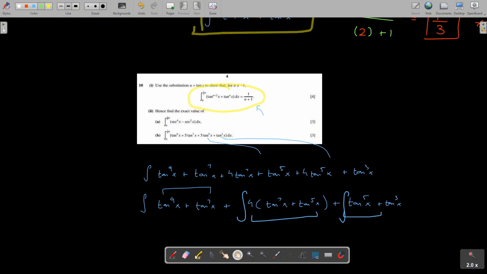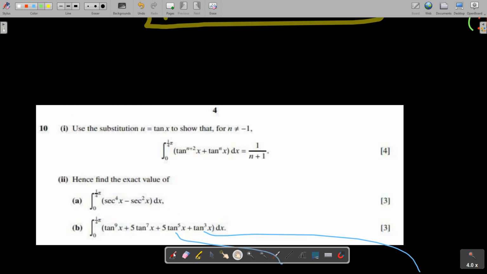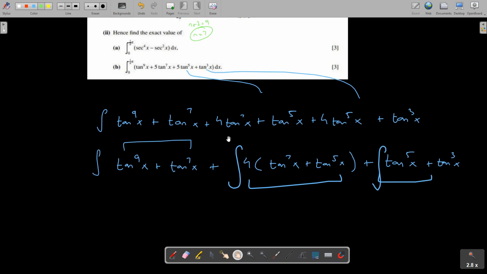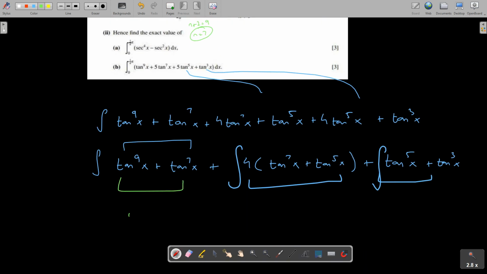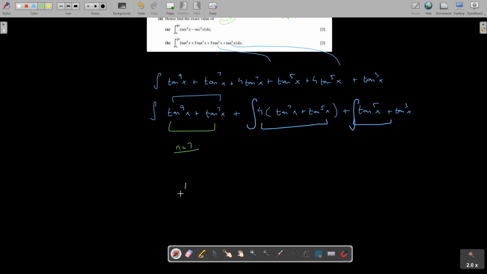So now let's just solve this. Tan power 9x plus tan power 7x. Let's just solve this first. So how will we solve this first? We want tan power 9x over here. So n plus 2 should equal 9, which means n is equal to 7, right? Because 7 plus 2 is equal to 9, and this is tan power 7, which is exactly like this. So for this, n is equal to 7. Fine? And which means our final answer will be 1 over 7 plus 1. Does that make sense?